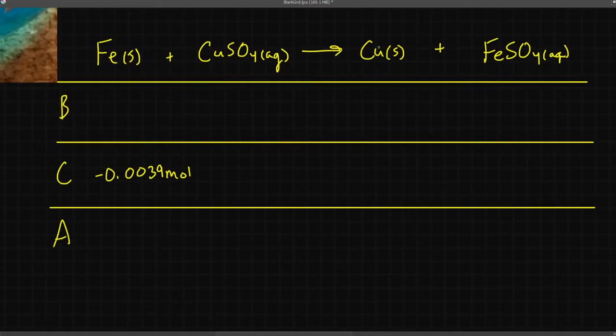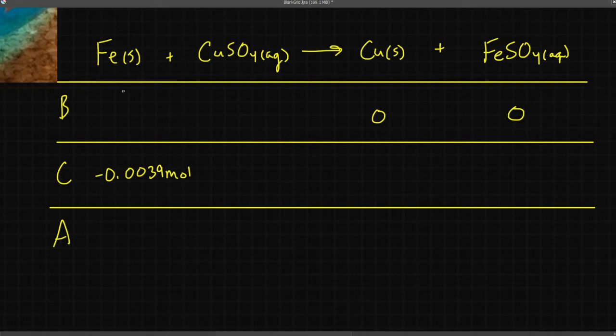Second, we know that we didn't have any copper when we started. Not pure copper. We had this copper, but that copper was floating around in solution. This is solid copper. We didn't have any of that yet. We also know that this iron sulfate, we didn't have any of that to start either.